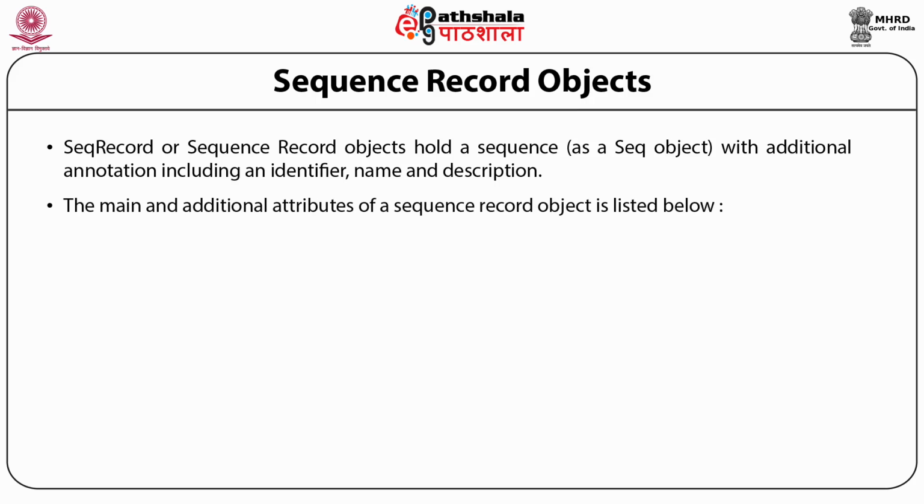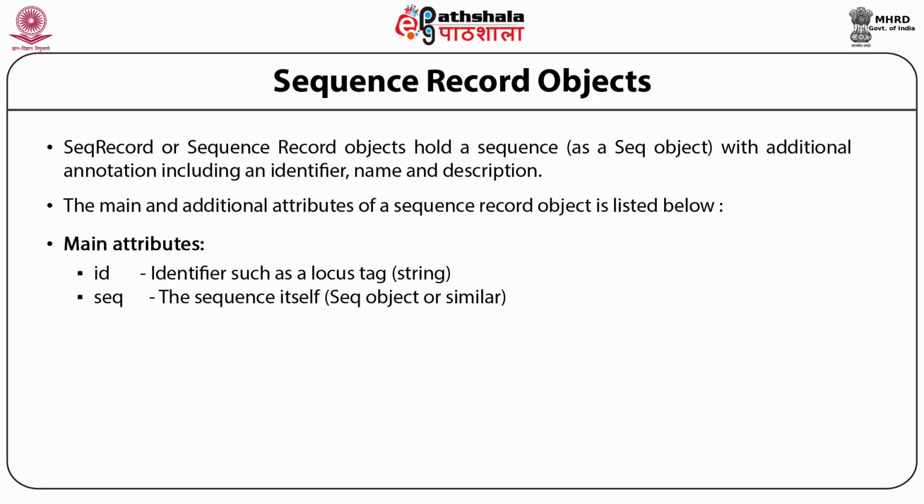The main and additional attributes of a SeqRecord object are listed below. The main attributes are ID, an identifier, such as a locus tag, which is a string. So how exactly can I identify the sequence? That attribute is stored in ID. And then the actual sequence itself is stored in seq. The sequence is held as a Seq object, or there are other similar types of objects which could be incorporated here, but we will just use it as a Seq object. So seq is a main attribute here, and in itself it is a Seq object. That is the difference we have to understand clearly. Earlier we saw the Seq object; in the SeqRecord object, that Seq object becomes one of the main attributes.